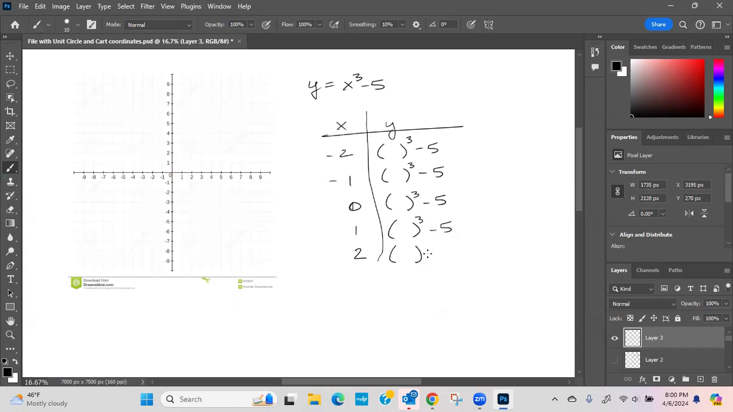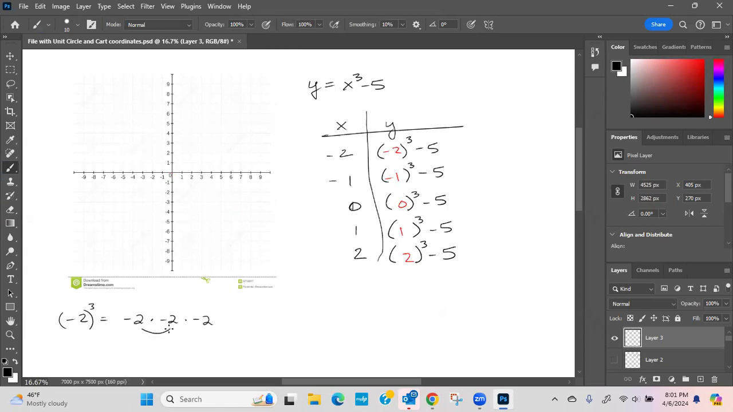And I'm just going to replace within these parentheses the x values that we have in the table. So this will be a -2, this will be -1, 0, 1, and 2. Now let's talk about that -2 cubed. So -2, now it's in parentheses, so we're cubing the negative as well. So we've got -2 times -2 times -2. That's what that cube means. We've got three of those multiplied together.